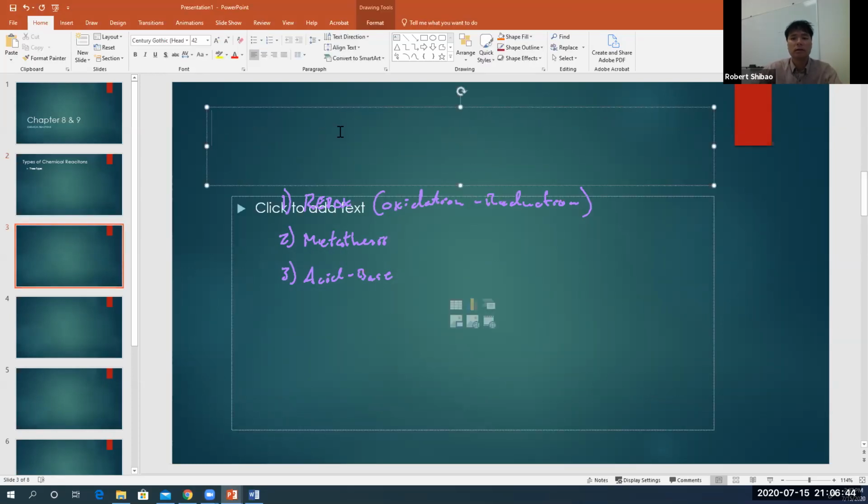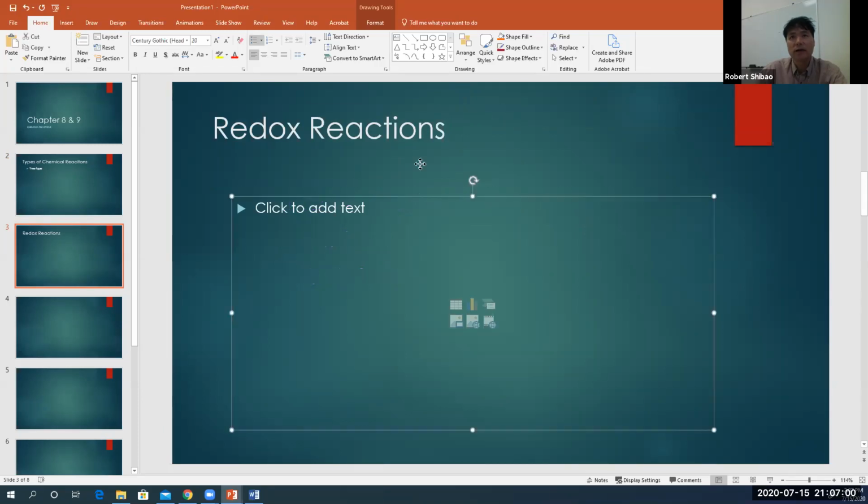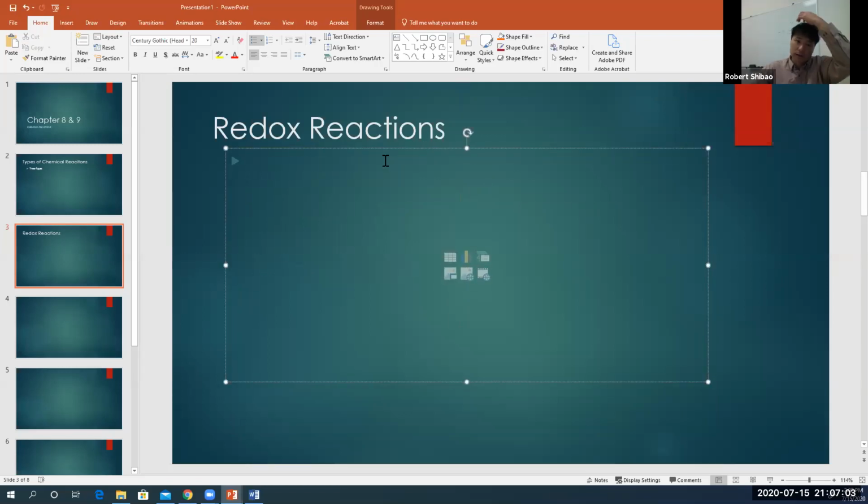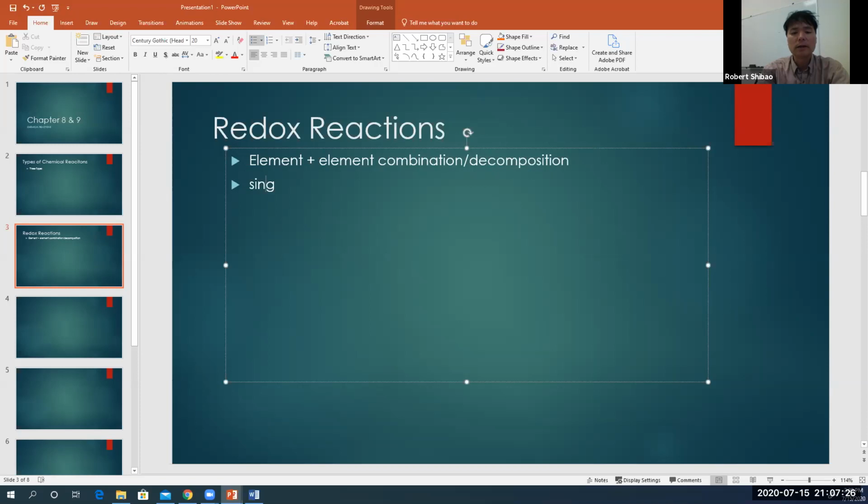So we'll go here. Redox reactions. As far as redox reactions go, we have different subcategories that we're going to look at. And so what are the subcategories of redox reactions that we will consider? These ones would be like element plus element, combination/decomposition reactions. Another type would be a single replacement type reaction, single replacement.